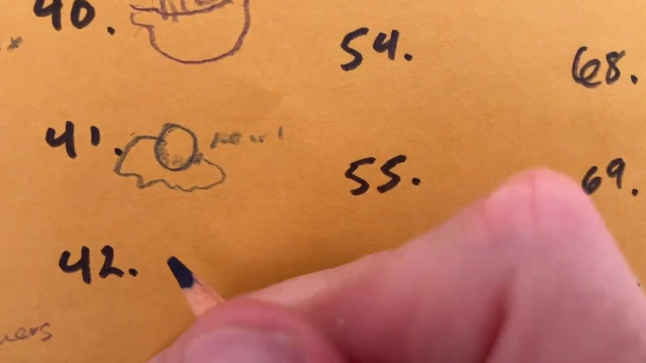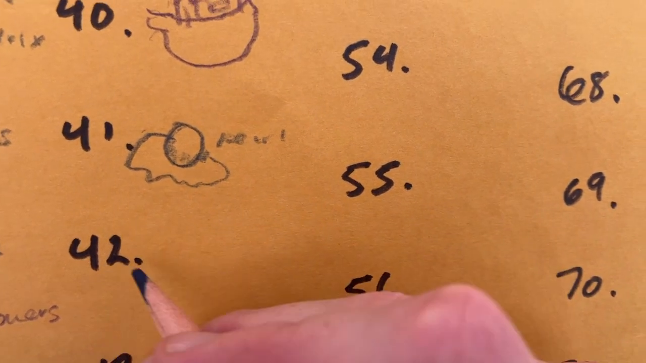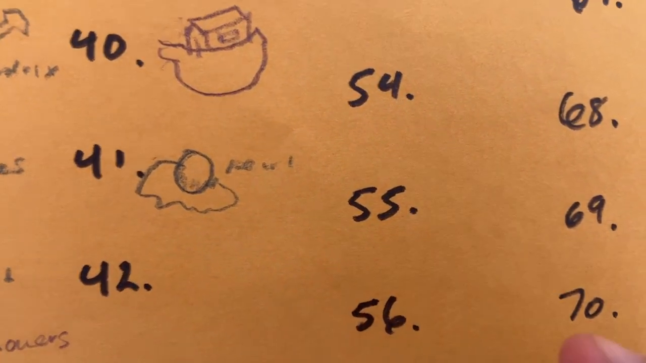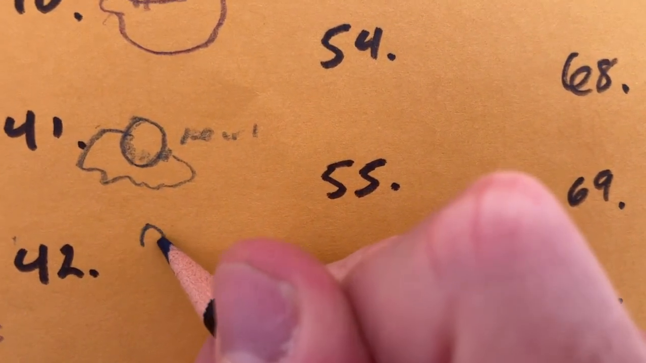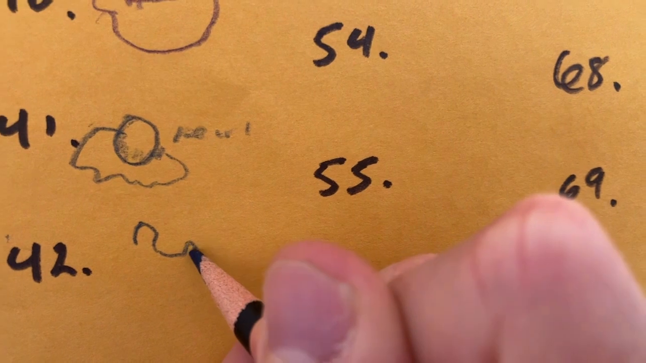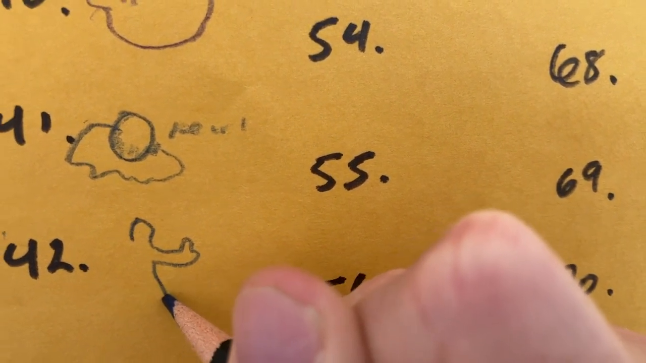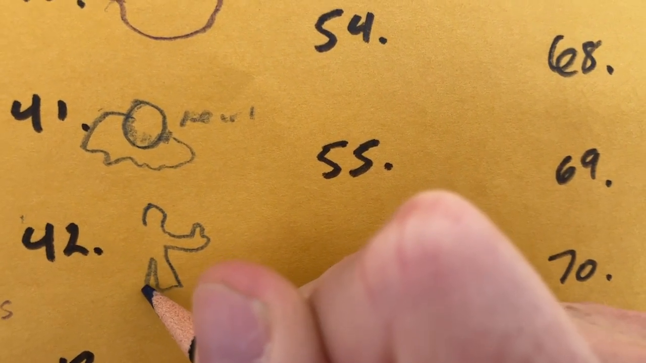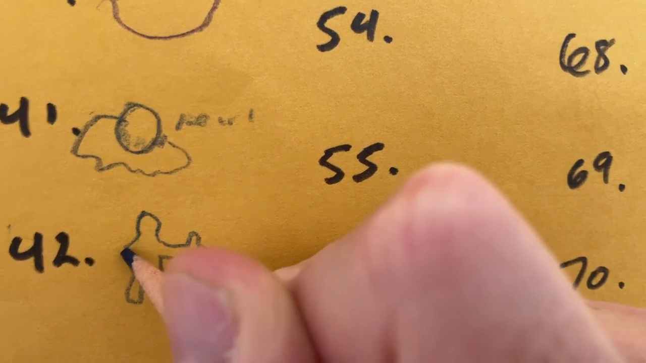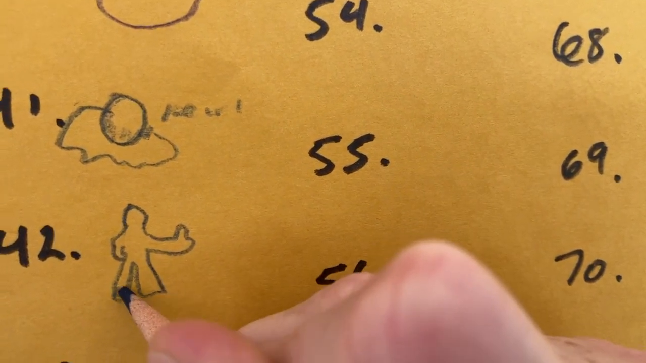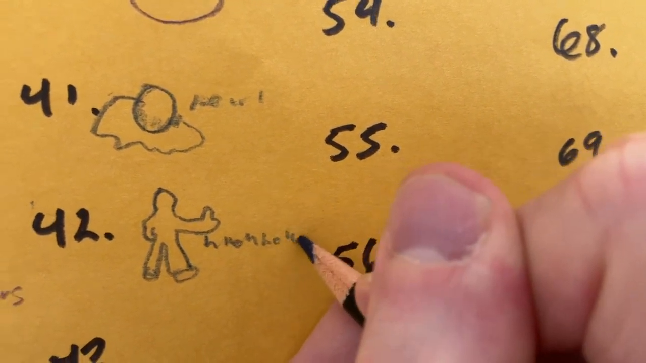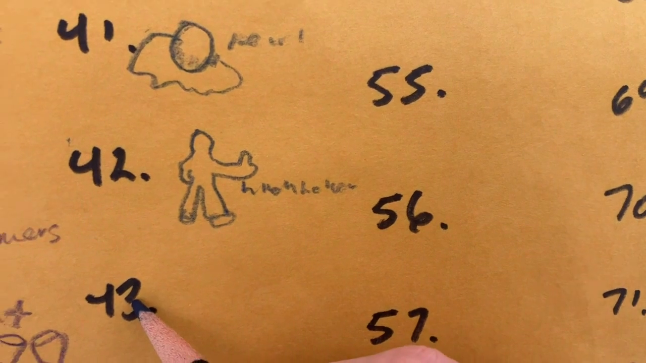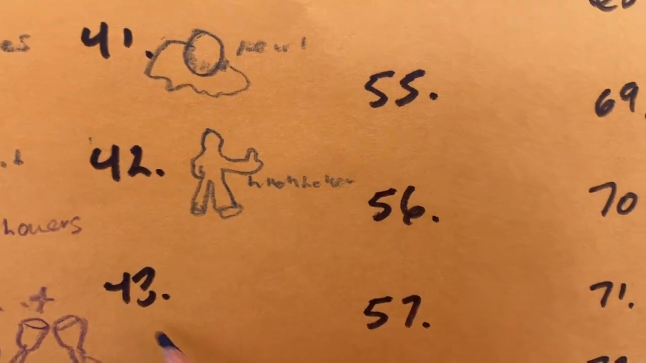Okay, so 42. 42 was tricky. I forgot what 42 was. Maybe I'll come back to it. No, 42 is Hitchhiker, because of the book, The Hitchhiker's Guide to the Galaxy. 42 was, I believe, the universal number, or the number of everything. So that's what 42 is. 43, I had a hard time with that too, so I'm going to cross this one out.